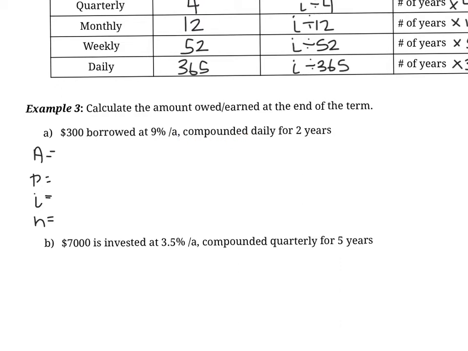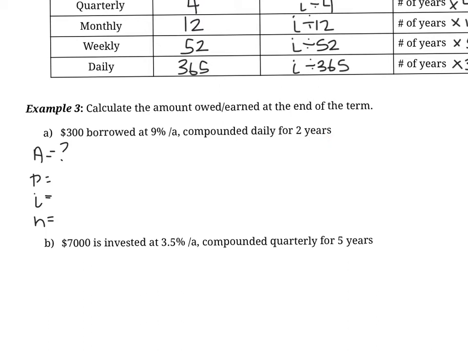So as soon as we know that this interest is compounded, we're going to use the shortcut formula. So we know that for each of these questions, we're looking for what's owed or earned at the end. So in this case, it's owed because we're borrowing money. So $300 is borrowed at 9% per annum. That means 9% per year, compounded daily for 2 years.